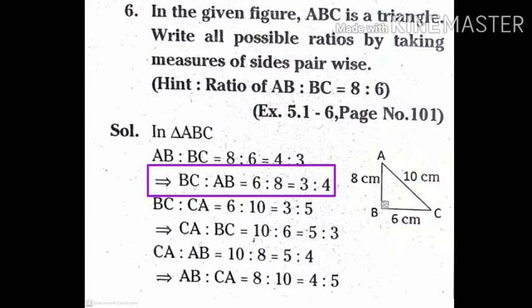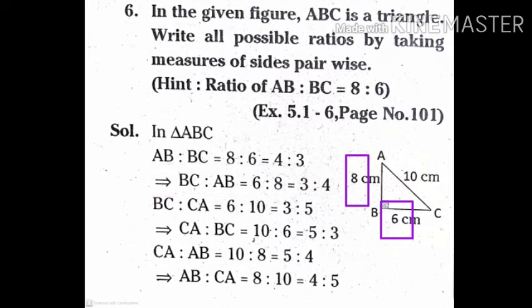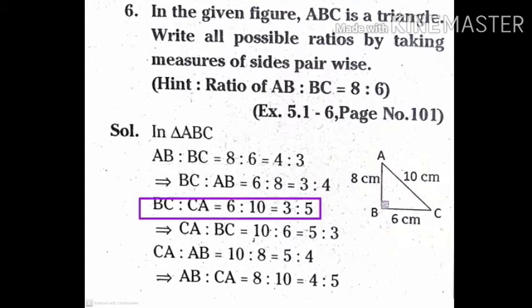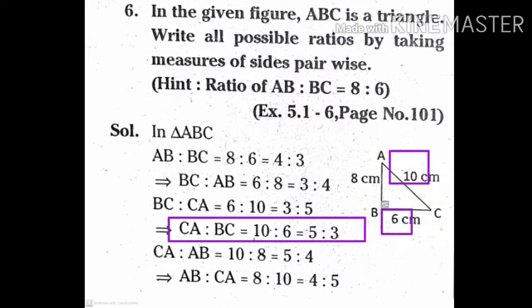Next step, BC is to AB. That is equal to 6 is to 8. That is 2 3s are 6, 2 4s are 8. Next step, BC is to CA. Substitute length of BC and CA, that is 6 and 10. That is 2 3s are 6, 2 5s are 10, that is equal to 3 is to 5. Next step, CA is to BC. That is equal to length of CA is 10 cm, length of BC is 6 cm. Here cancel with 2 table.